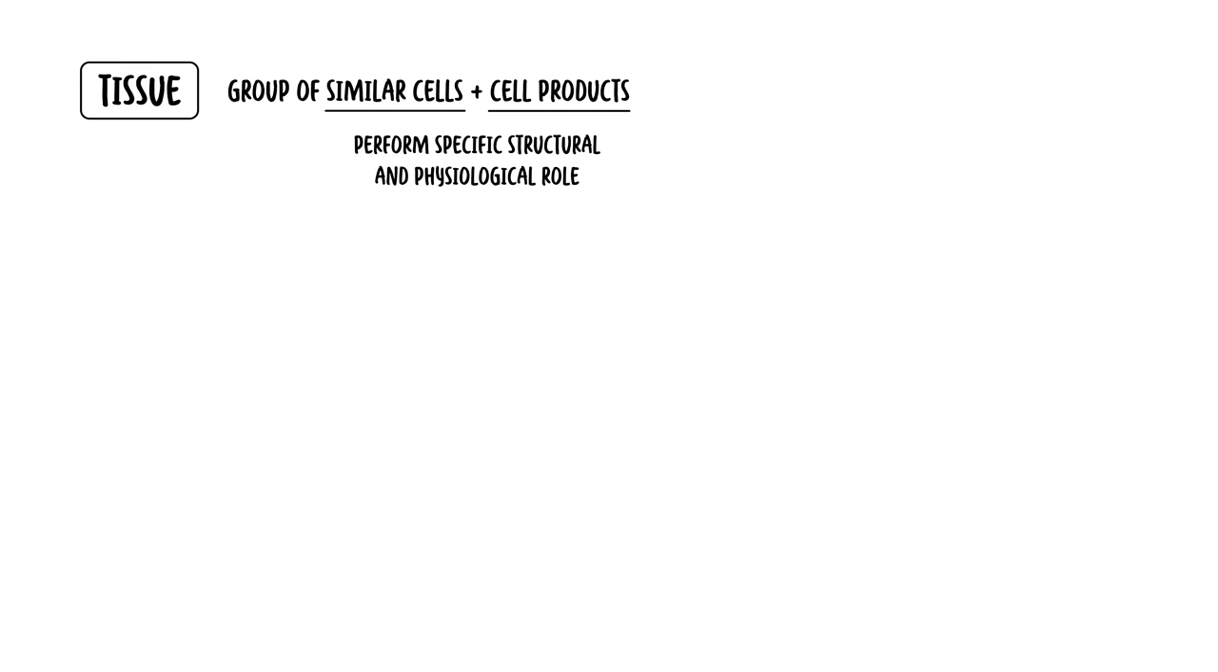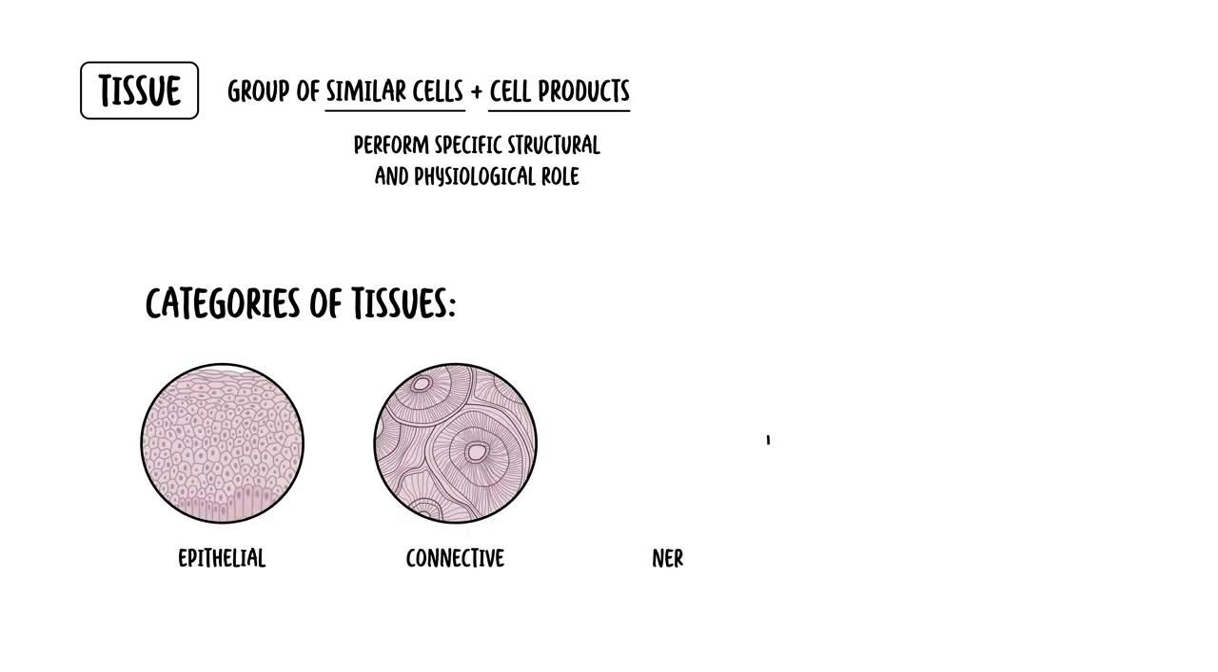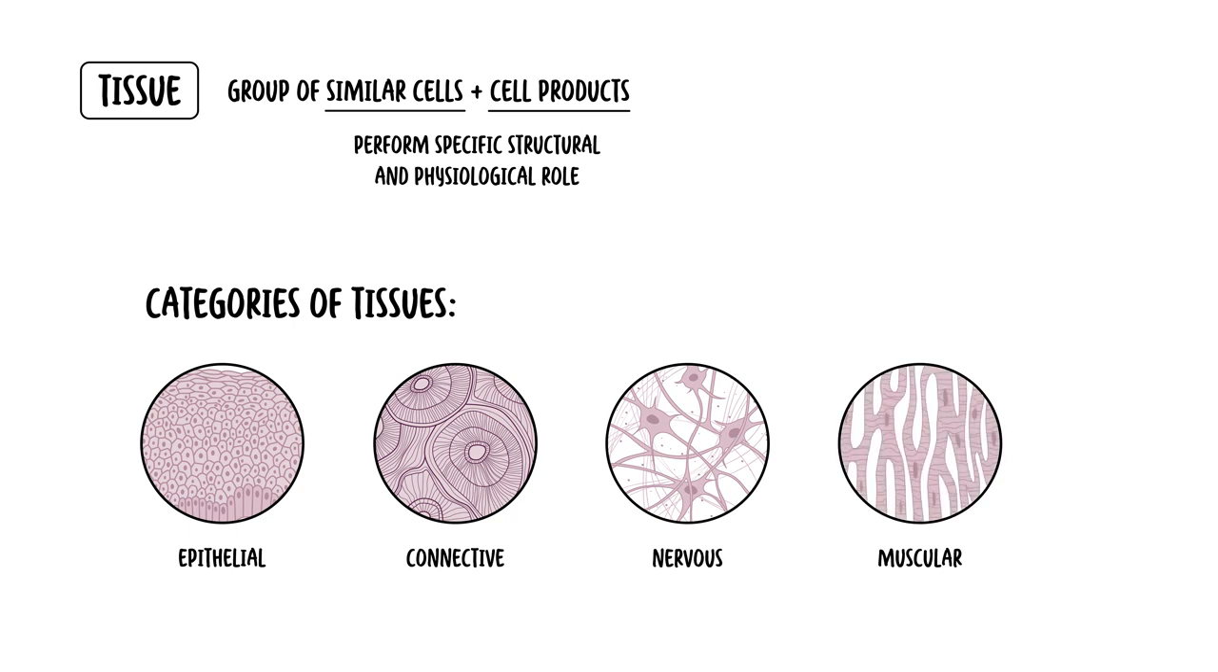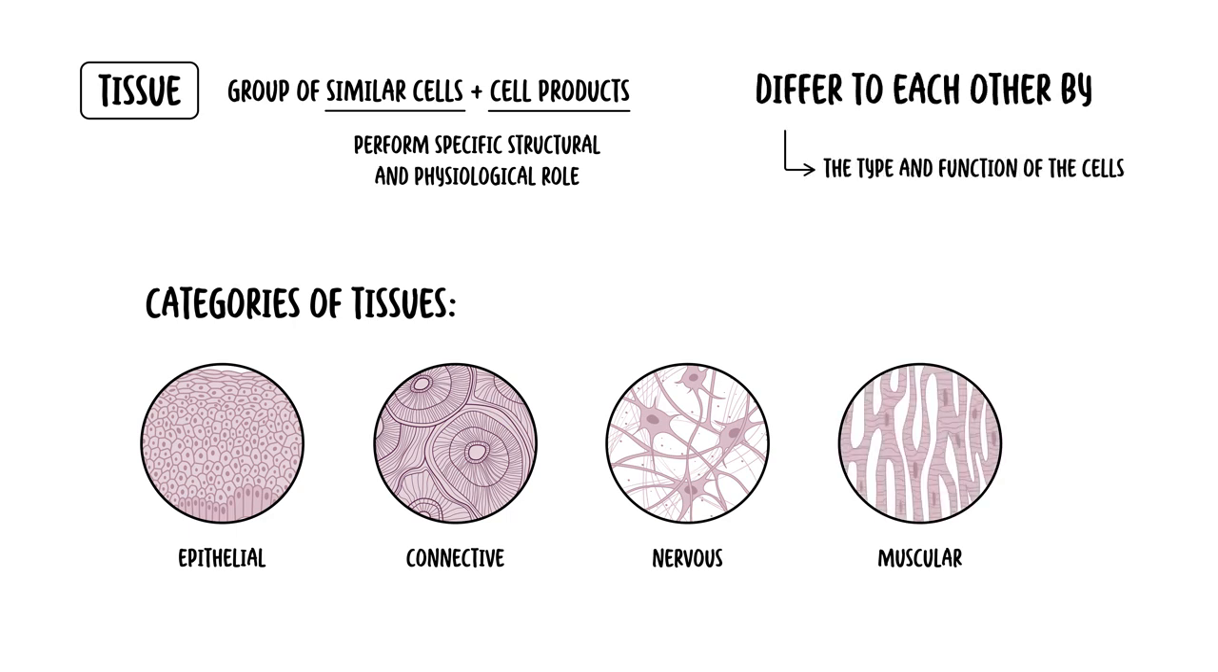Although there are many types of cells in our body, they are organized into four broad categories of tissues. These are epithelial tissue, connective tissue, nervous tissue, and muscular tissue. The tissues differ from each other by the type and function of the cells that make up the tissues. The tissues also differ by the characteristics of the matrix, which is really the substance that surrounds the cells, and the amount of space occupied by the matrix versus the cell. So the ratio, essentially. Let's take a look at the features of the four primary types of tissues, beginning with epithelial tissue.